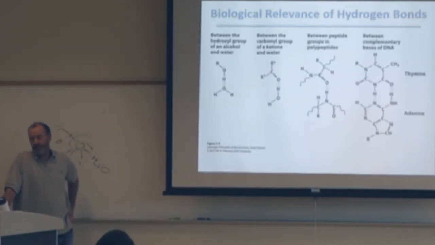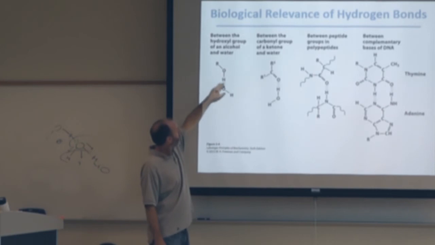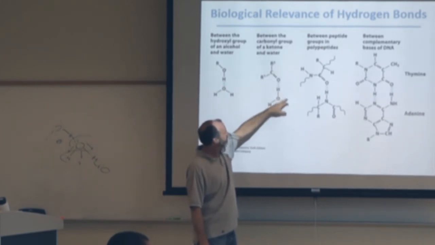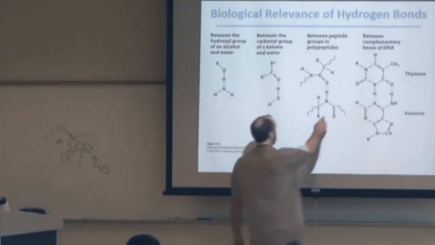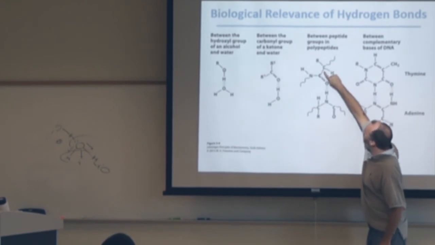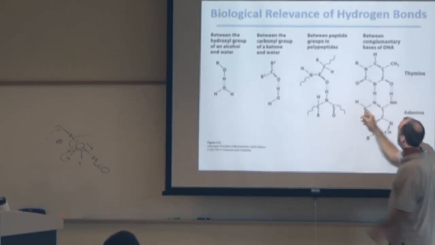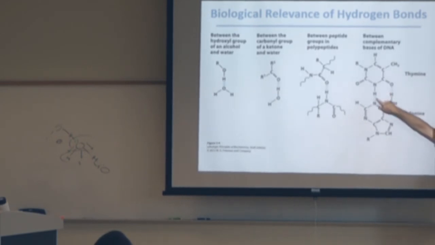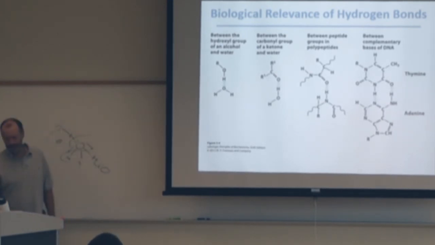And then the biological relevance of hydrogen bonds: between a hydroxyl group of an alcohol and water, we'll see a lot of that. Between a carbonyl group of a ketone and water, and so forth. Between peptide groups in polypeptides. So this is the peptide bond here, and another peptide bond here, and we see hydrogen bonding between those. It could be a beta-pleated sheet, or if it's in a helix, it forms the alpha helix. And here's what I was talking about, your A and a T. You get the perfect hydrogen bonding between thymine and adenine. That's why you see A's always paired with T's and C's always paired with G's.